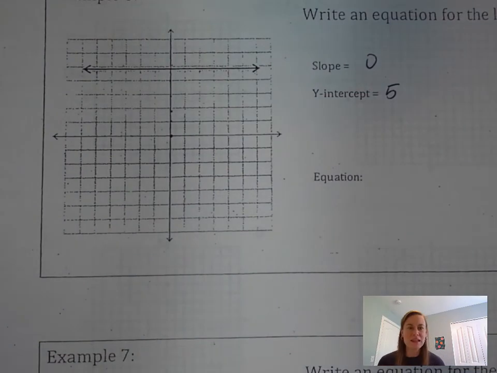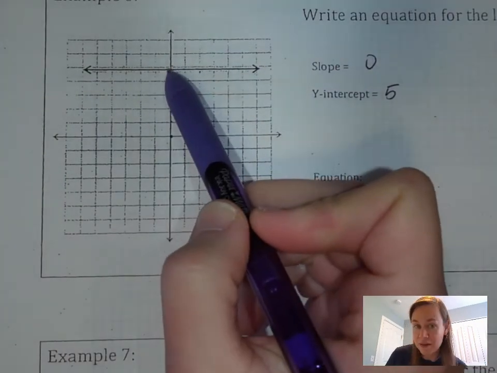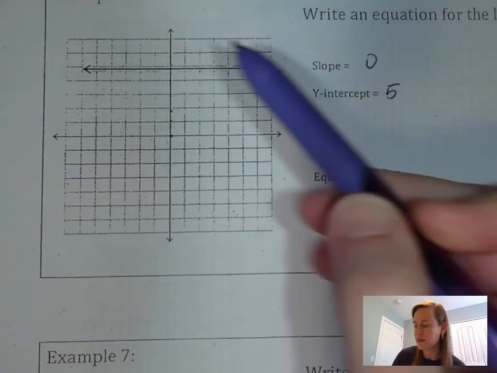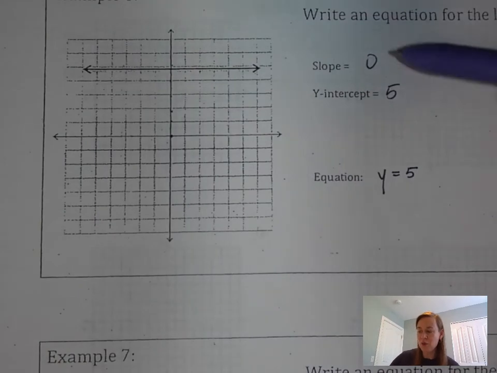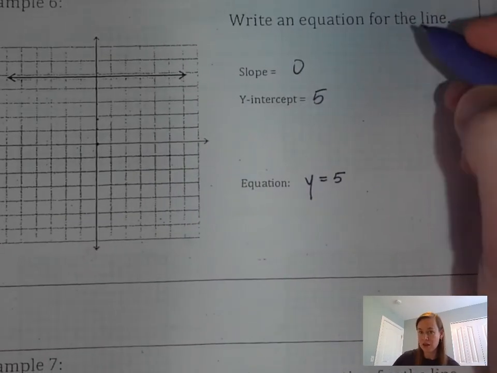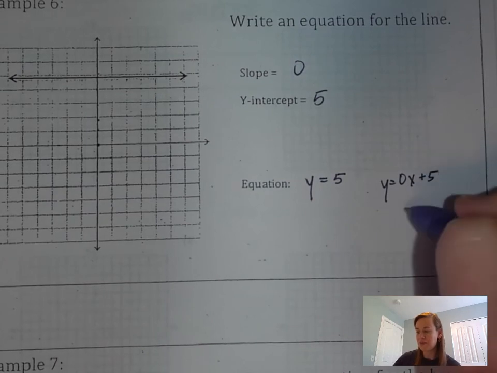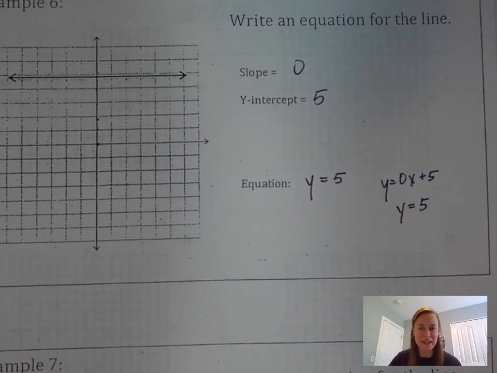Okay, now remember what I said about a horizontal or vertical line. See which axis it crosses. It looks like it's crossing the y-axis, right? So you're going to write that letter equals, and then the number where it crosses. In this case, it's a 5. Now with a horizontal line, if you want to use these, you can. You could have done y equals 0x plus 5, and when you simplify that all down, it's just going to equal 5, which is, you can see it's the same.